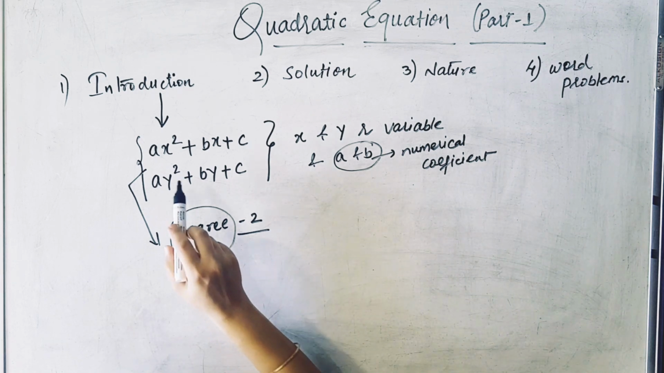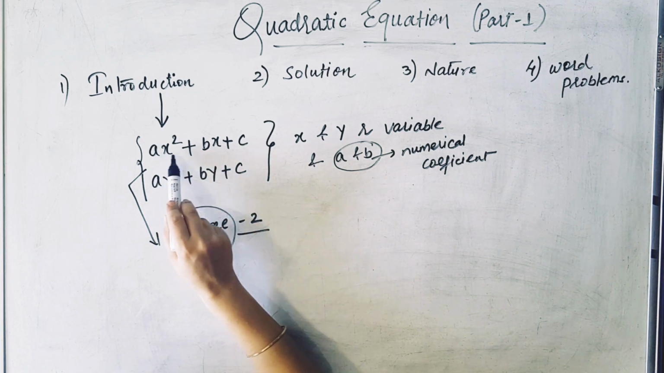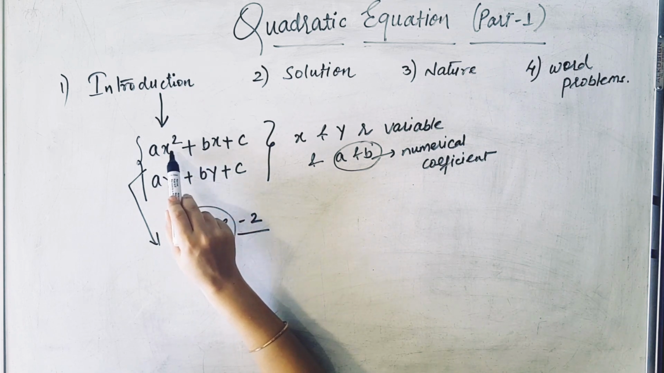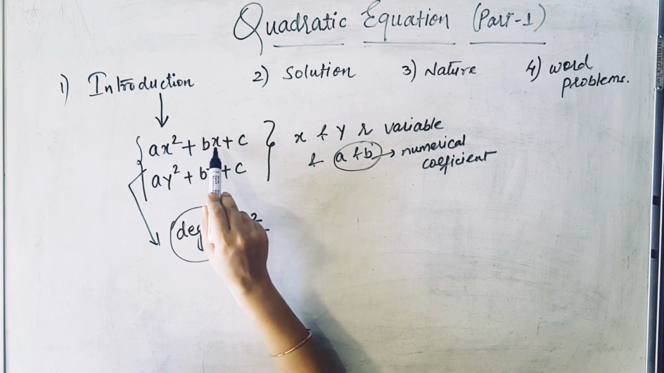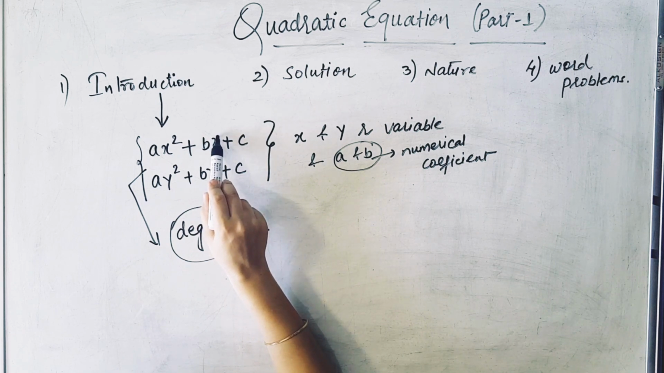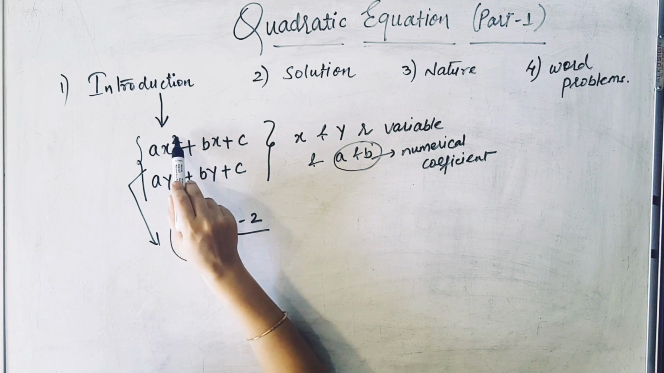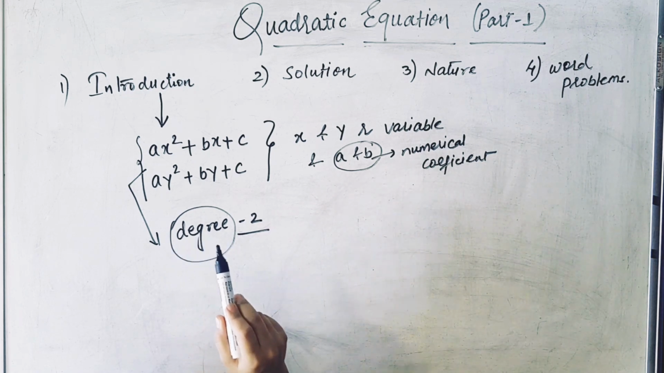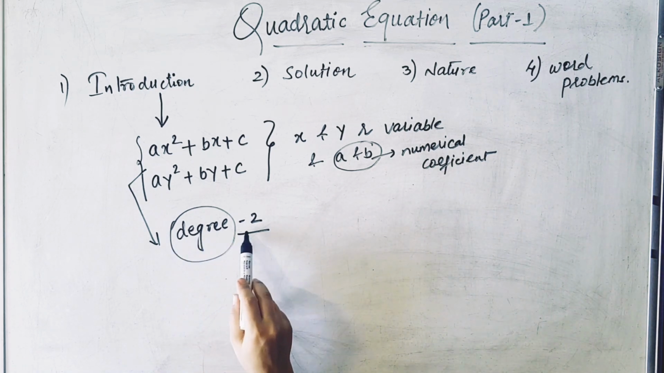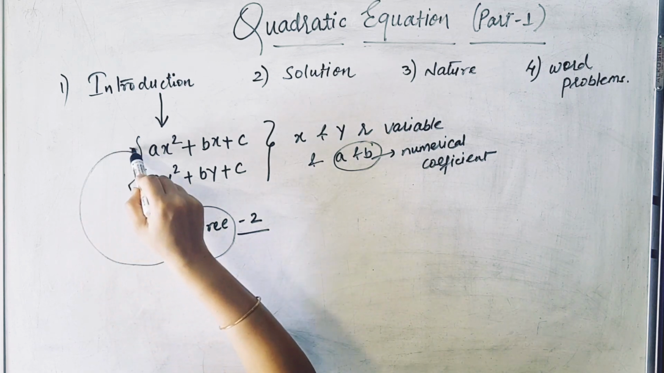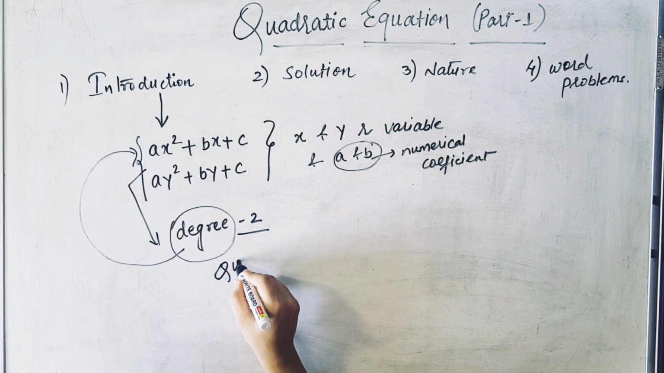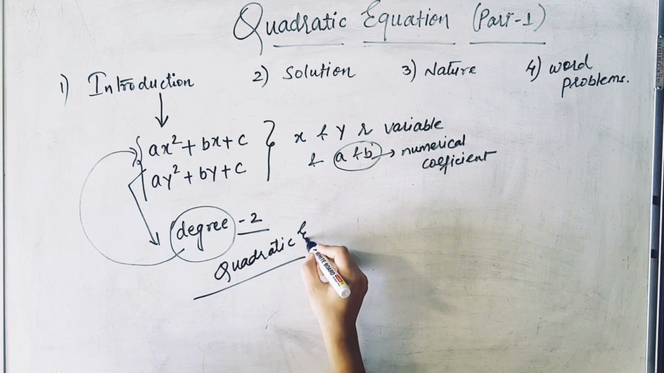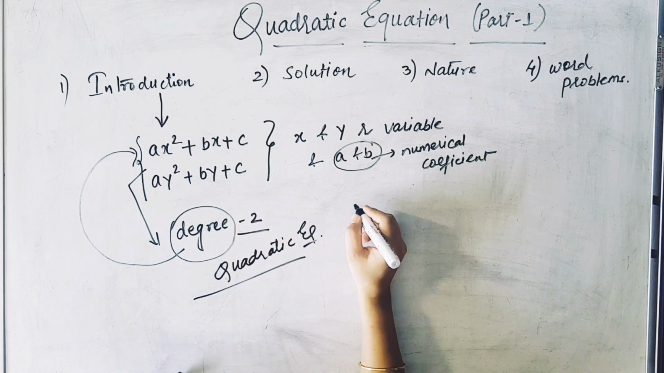So degree is the highest power of x in a given equation. Now look, this equation is given, the power of x here is 2 and here the power of x is 1. So the highest power of x is 2. If the highest power of x is 2, that means degree is 2, so we call that equation a quadratic equation.